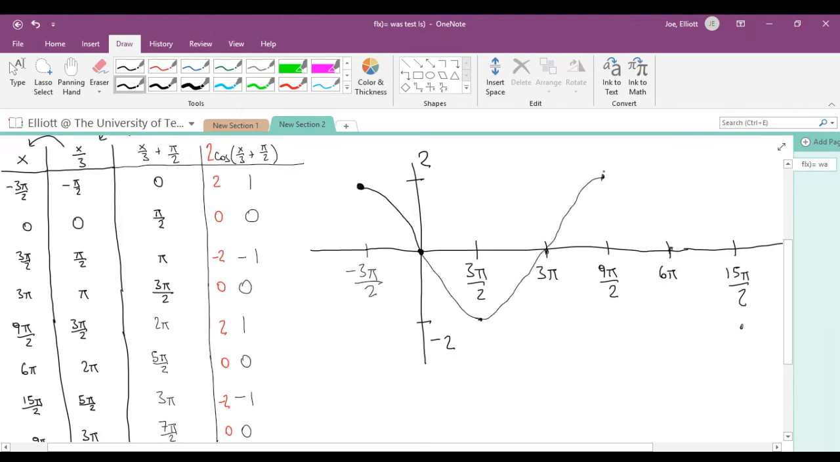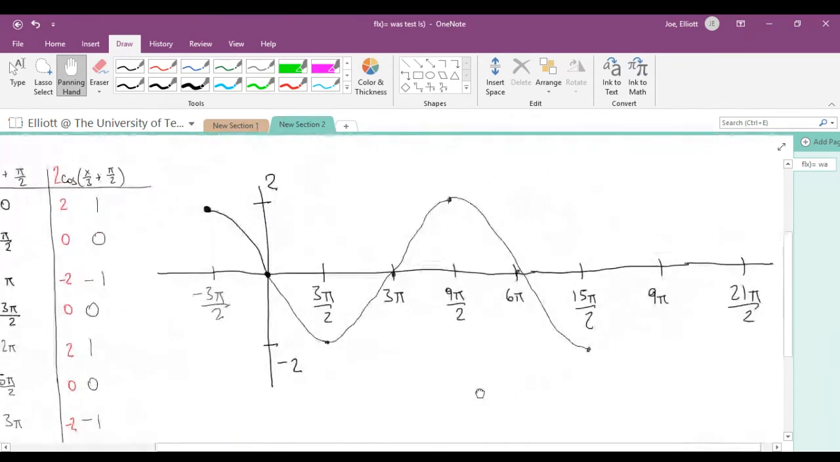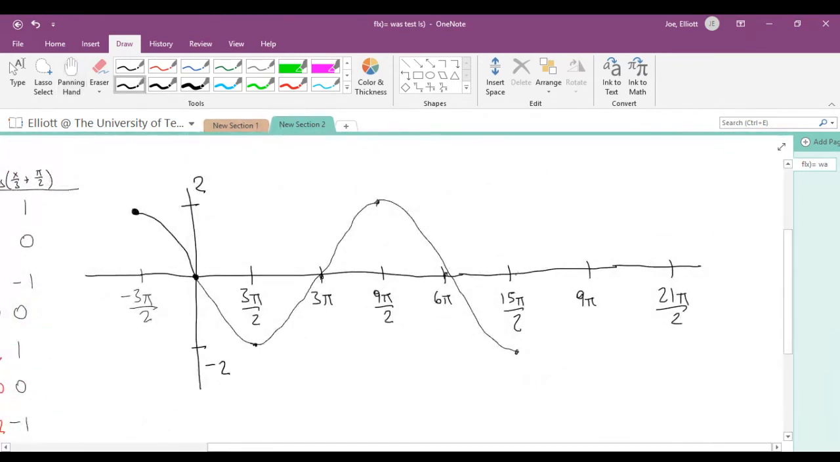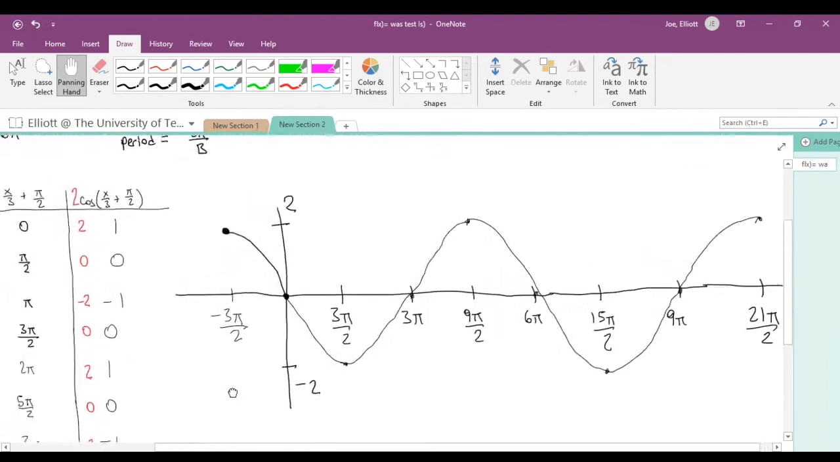Okay, and then I'll connect these next. All right, and then a little bit more here to finish off the periods. All right, there you go. So then that's going to be a rough sketch of the graph of our function.